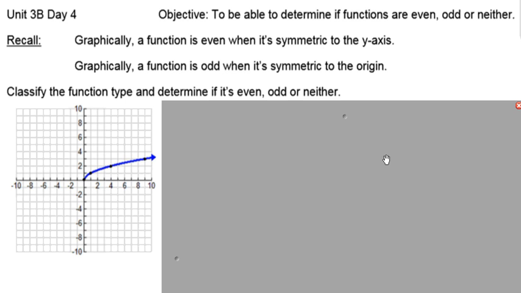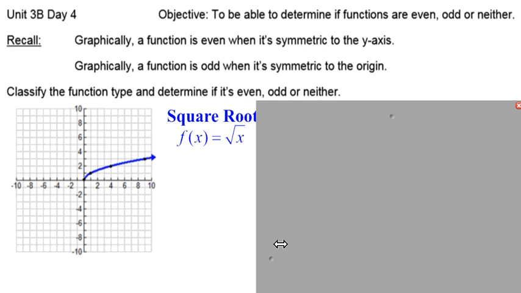Our first graph represents our square root function. Again, when we're trying to graphically determine if something's even, we want to see if it's symmetric to the y-axis. So we could draw our line of symmetry and see if what's happening on one side of the y-axis is also happening on the other side. This is not happening here.